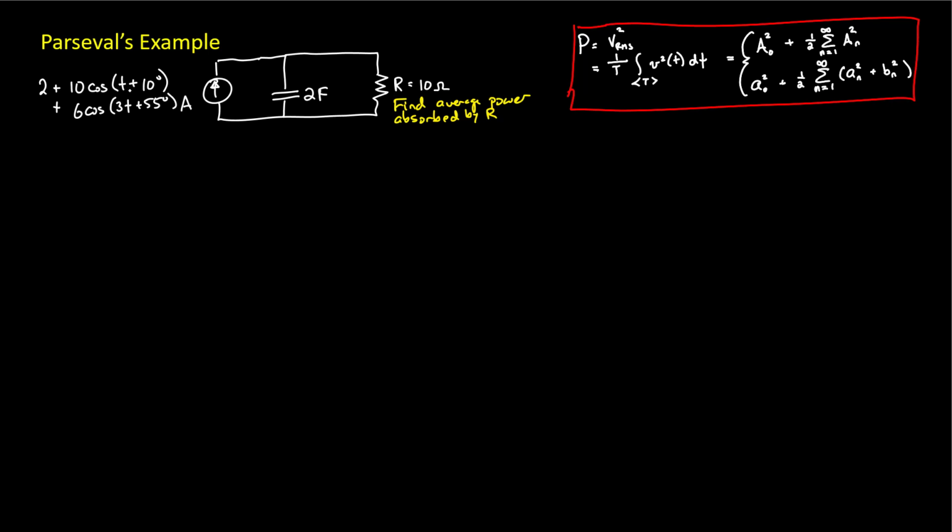It's got a DC value. It's got something that's fundamental, which is 1 radian per second, and then a certain amount at its third harmonic. One capacitor, one resistor, and the question is find the average power absorbed by that resistor.